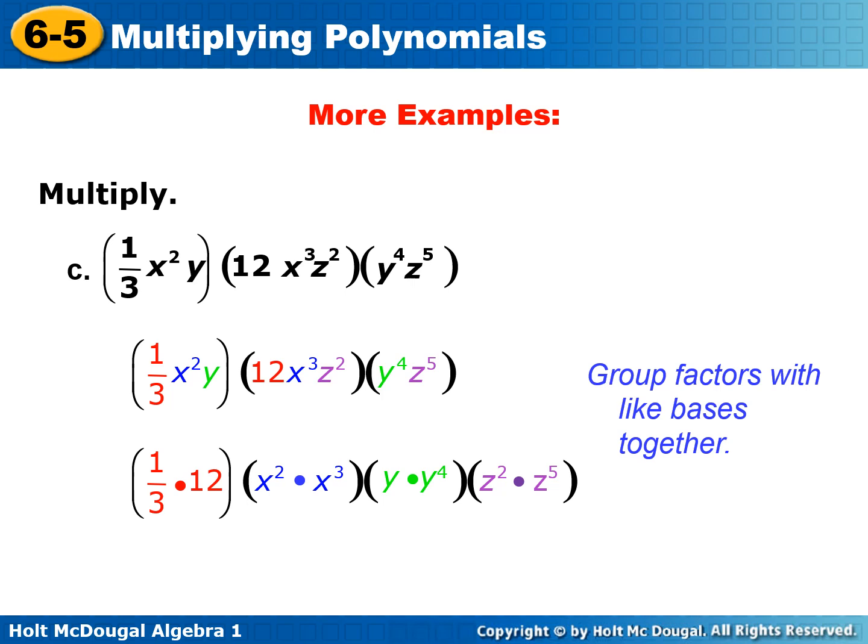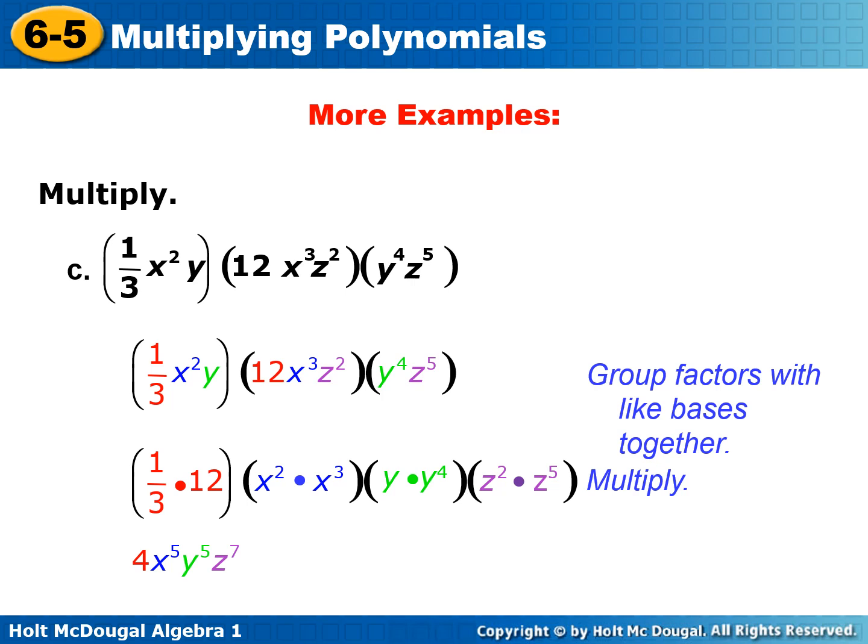So we now proceed with multiplying. 1/3 times 12 is actually equal to 4. x squared times x to the power of 3. Take note, we just have to keep the base. Since it's multiplication, we apply the product rule. So we keep the base and add exponents. 2 plus 3, that is equal to x to the power of 5.